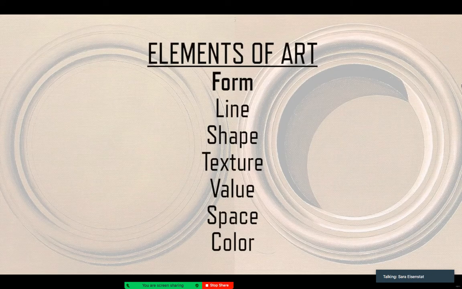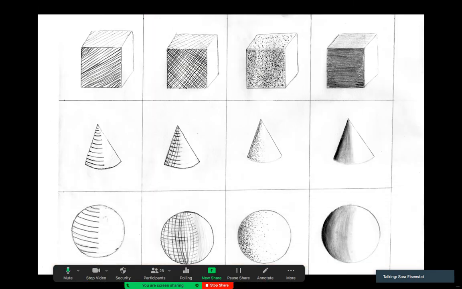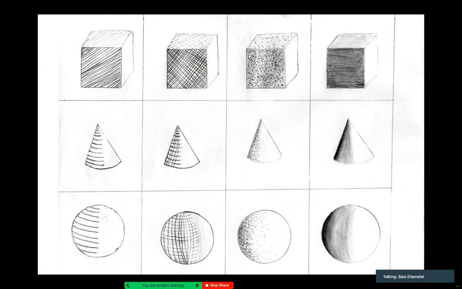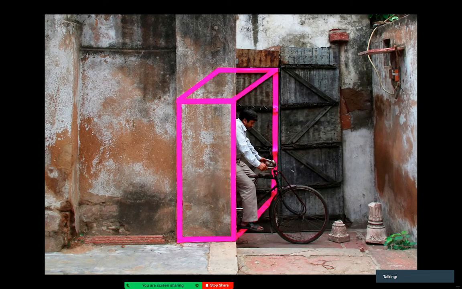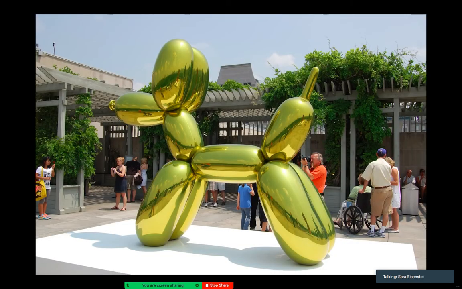Form is one of the 7 elements of art, along with line, shape, texture, value, space, and color. When given form, circles become spheres, squares become cubes, triangles become cones or pyramids. Form takes up space in either a real or implied way. In paintings and drawings, for instance, form is implied because it's an illusion of 3 dimensions. With sculpture, on the other hand, form is real because it takes up 3-dimensional space.